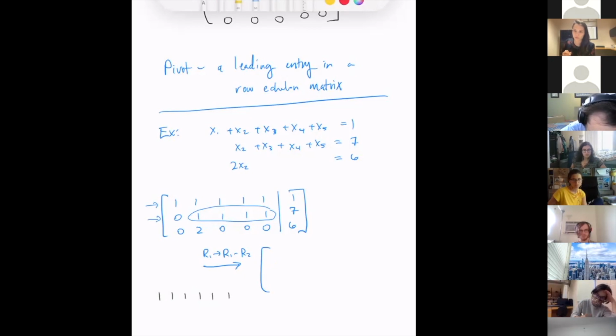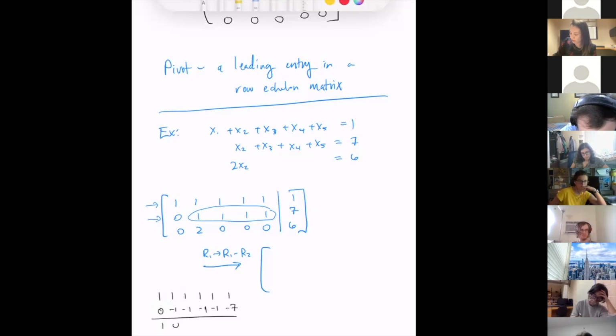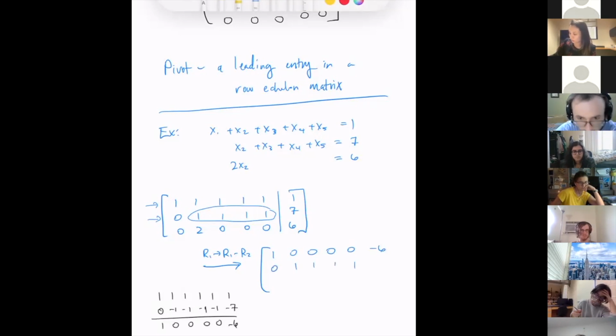So that's the first row. And then we want to subtract the second row, which I'll write as row 2 times -1. So it'd be 0, -1, -1, -1, -7. And add these together. Oops, we would get 1, a whole bunch of zeros, and then -6, right? So we can put that in for our first row: 1, 0, 0, 0, 0, -6. And then the second row we leave alone. We don't want to do more than one operation at a time.